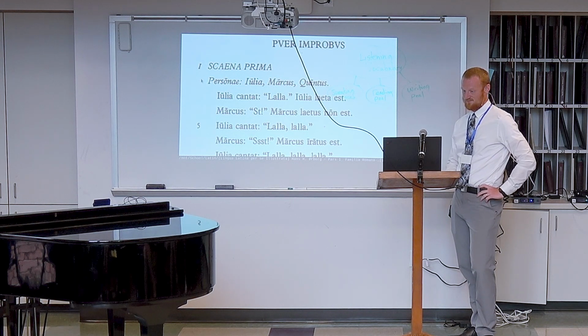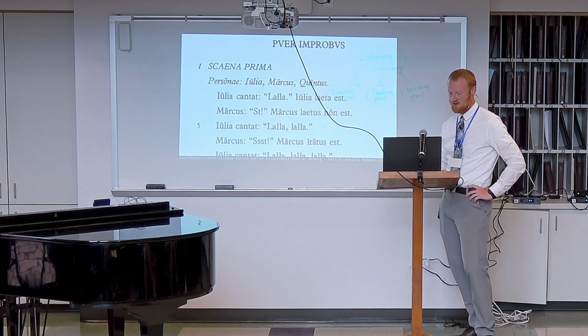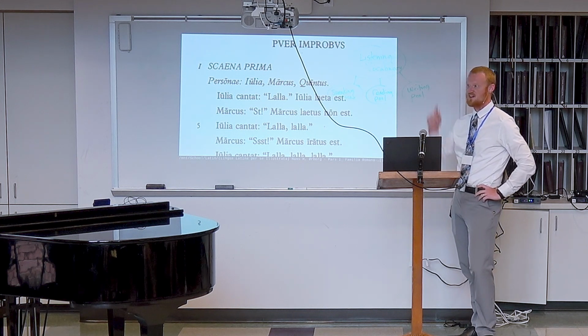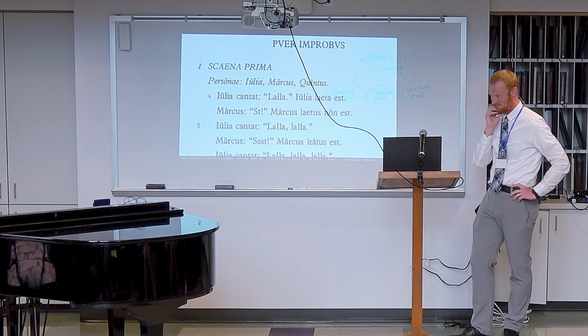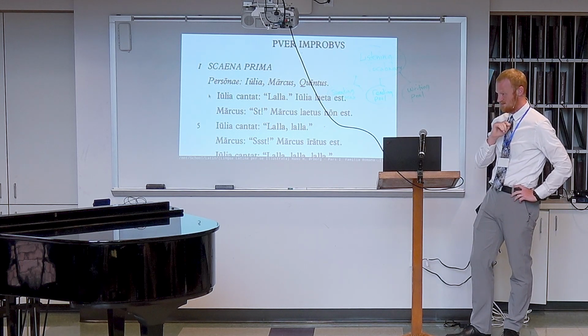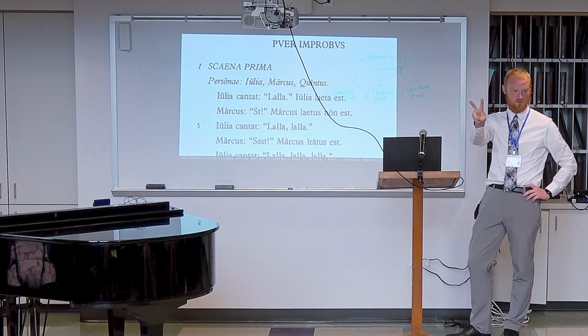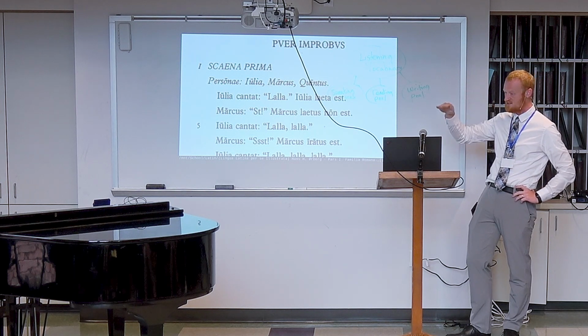Personae, William, Marcus, Quintus. Good, excellent. I would say personae, A-E is I as an isle, personae, Iulia, Marcus, Quintus. And then in the back, line 3, please. Julia cantat, la la, Julia laeta est. Good, and so he read 2 sentences. That's perfect, especially because that was a full line, full idea.